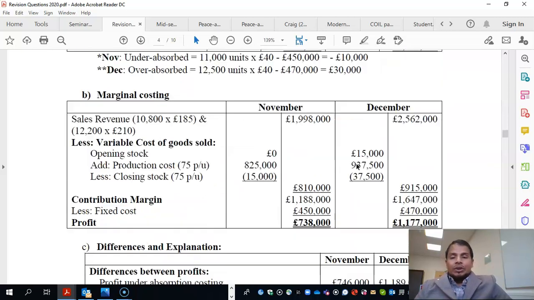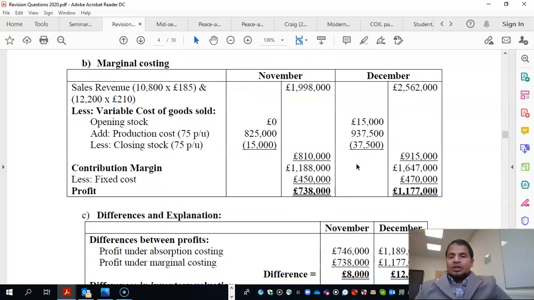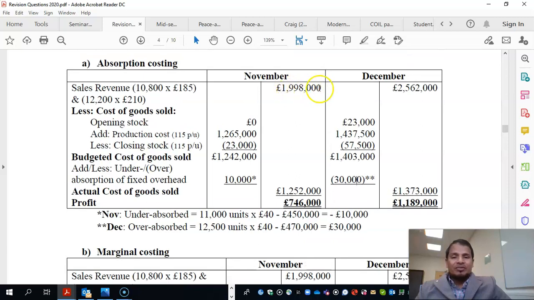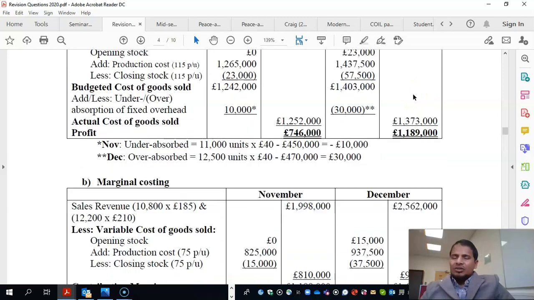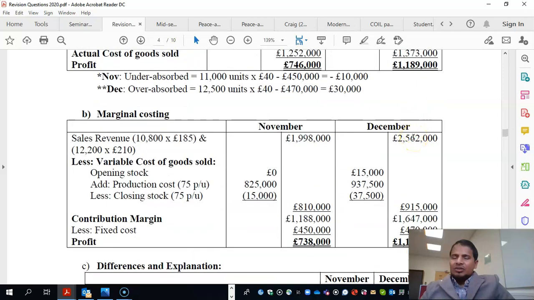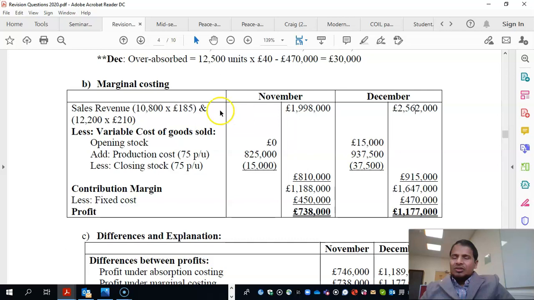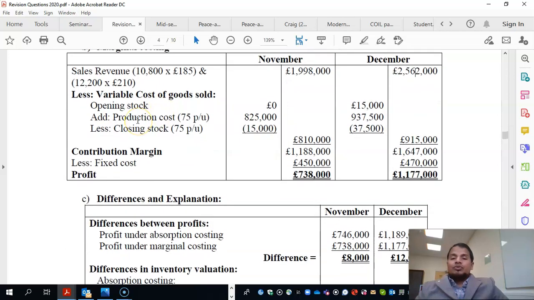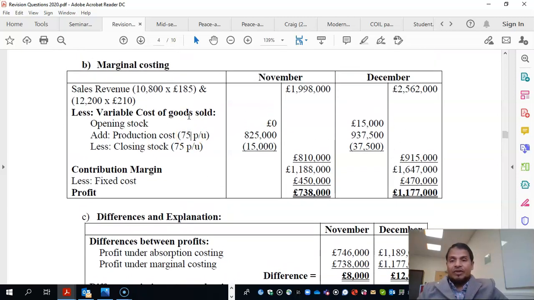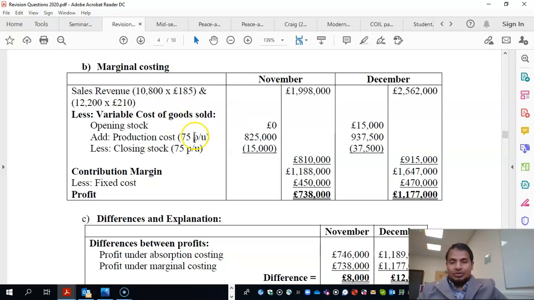All right. Now marginal costing. In the case of marginal costing, the sales revenue is exactly the same figure, so we may copy it from here. 1,998,000 and 2,562,000. So this is the sales revenue. All right. And then we have to deduct the variable cost of goods sold. In the case of variable cost of goods sold, we will consider only the variable cost of production, right? Marginal costing or variable costing, only variable cost. So opening stock is 0, as the question says.